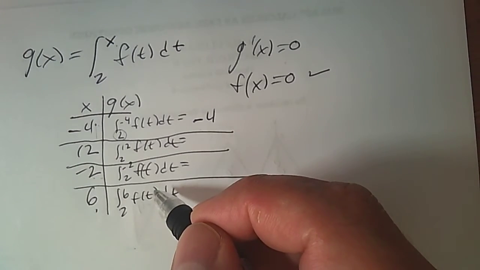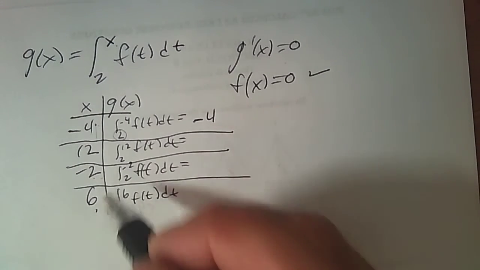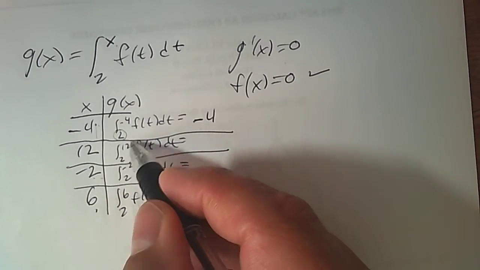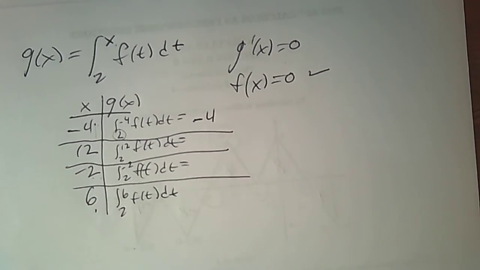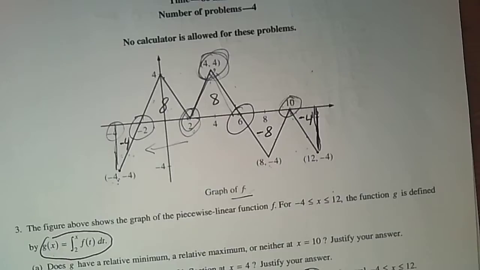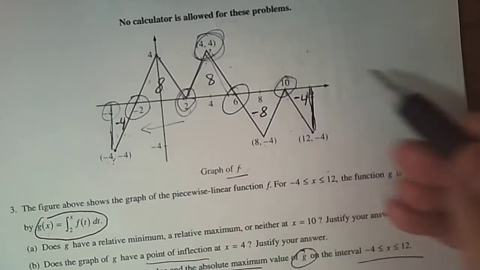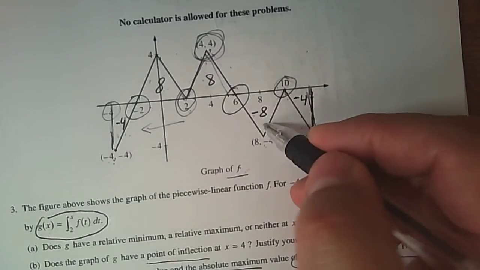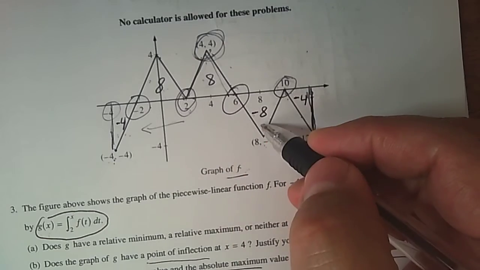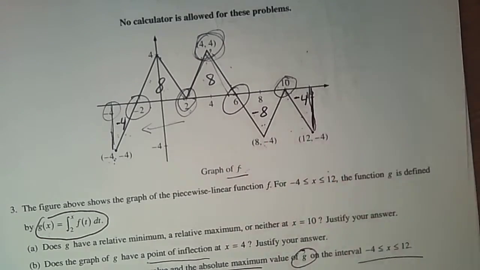From 2 to negative 2, I'm going to do the same thing. From 2 to 12, it's written properly. Whatever area I get is the answer. So from 2 to 12, I have 8 and negative 8. They cross out, and so I'm just left with negative 4.